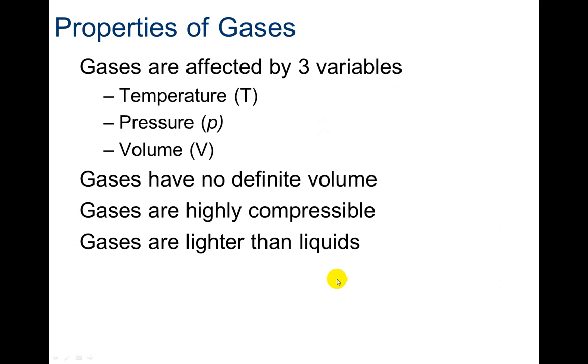Now, properties of gases. Gases are affected by three variables. Temperature, just like we just talked about. If you heat it up, you have more pressure, because the molecules are moving around faster and spreading out, which would also cause you to have more volume, and so forth. Gases have no definite volume, and gases are highly compressible.